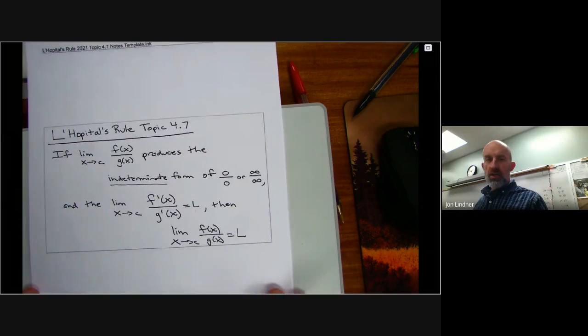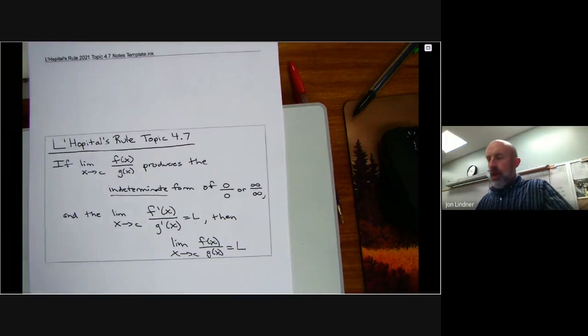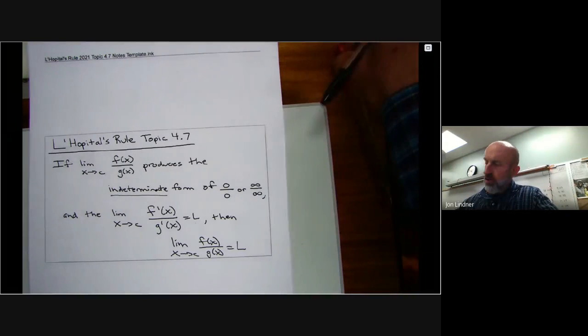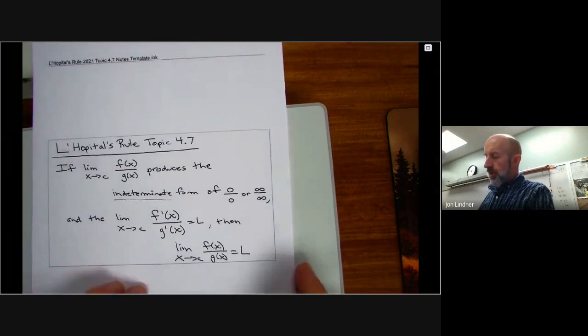So I'll give you a second to write that down. That is L'Hopital's rule, and boy does it come in handy. It did not used to be in the content standards for AP Calculus, but they added it a couple years ago, and it sure does come in handy in certain situations. So let's look at a couple examples of how we tackle this.